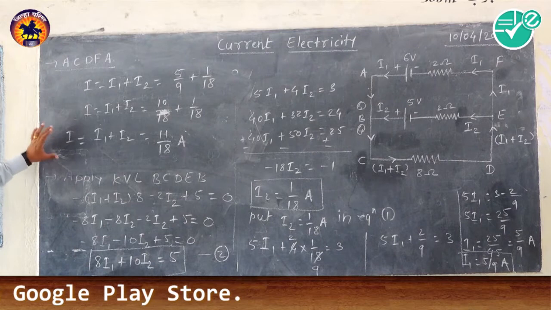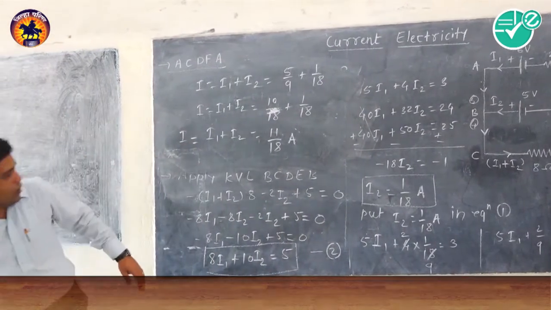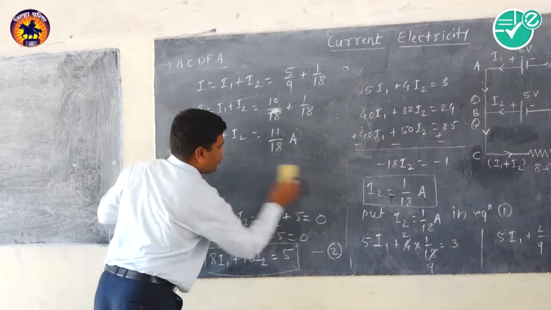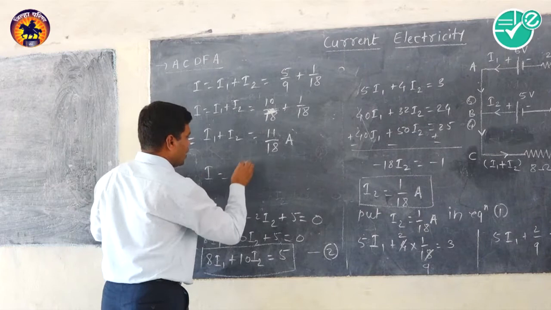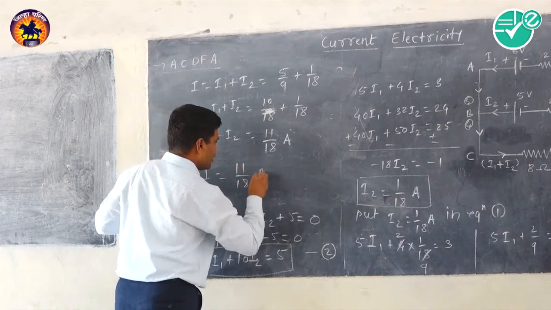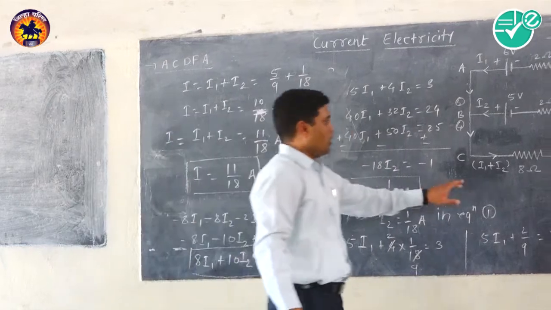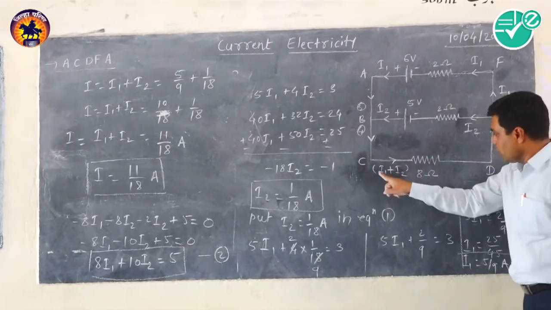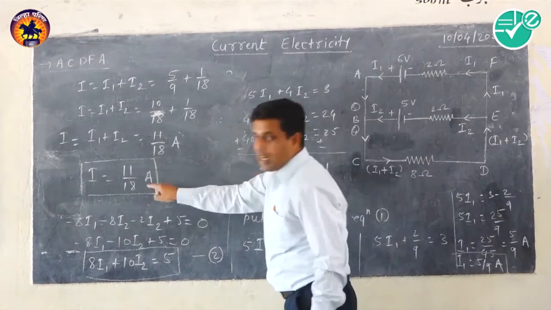So I is equal to 11 by 18 ampere is the answer. It means the total current flowing through the 8 ohm resistance is 11 upon 18 ampere.